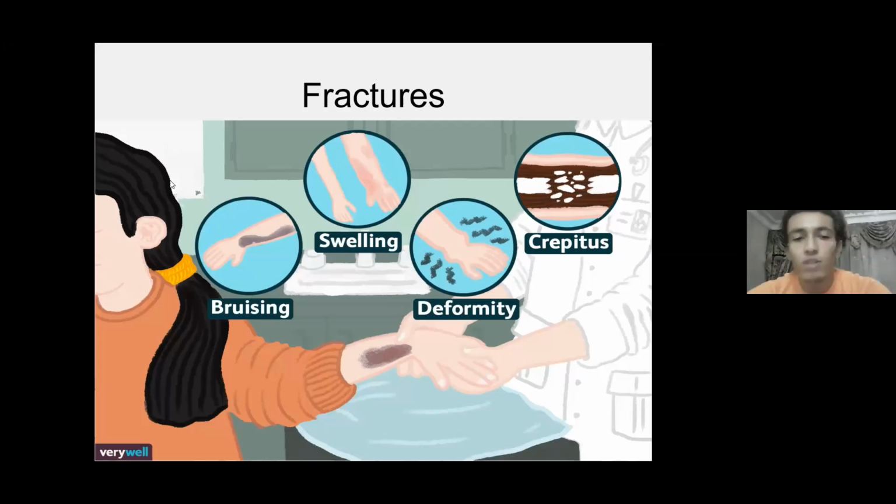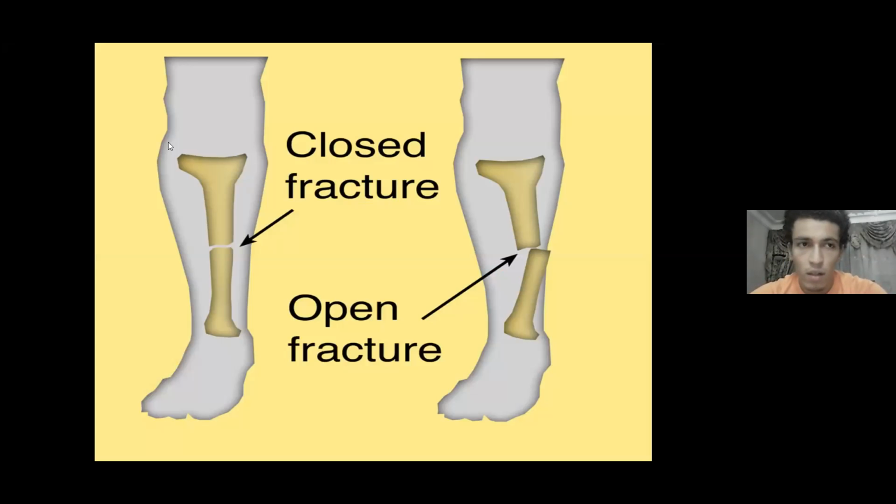Okay, for fractures, we can define fractures and know it from bruising on the skin, swelling, deformity. If the fracture is in the hand, you can see the deformity in the hand. It's not like a natural hand. As I said, I discussed wounds before fractures because fractures can be associated with wounds.